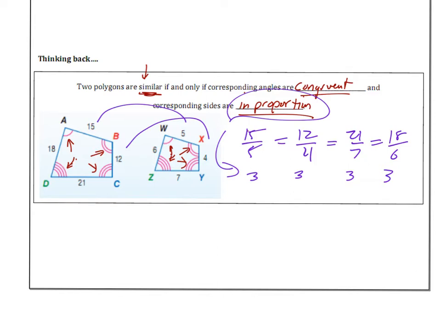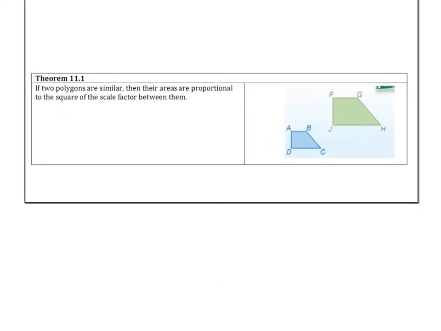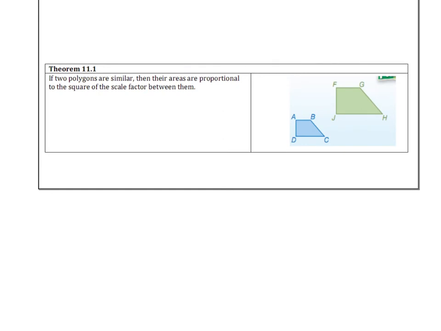So now, how does that correspond to what we're talking about? If two polygons are similar, so if I've got two shapes that are similar, I'm not dealing with angles and sides anymore. What I'm dealing with is the square of the scale factor. Whatever my scale factor is, I'm going to square it, and that's going to be the new scale factor for the areas. Okay, so let me give you an example of what I mean.